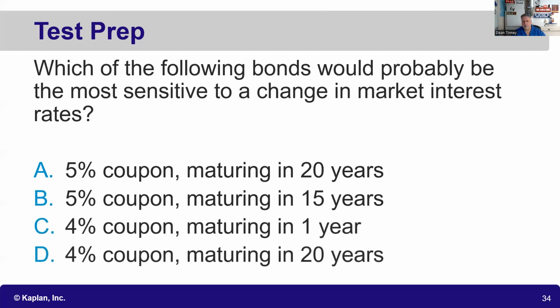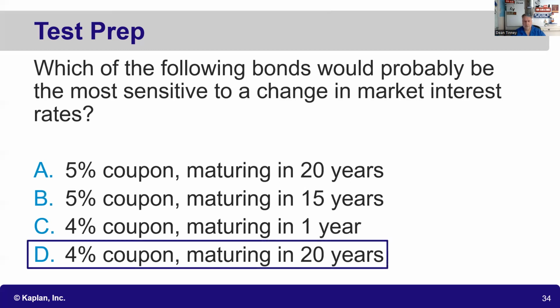So the first thing I'm gonna do as a test taker is go to the longest term maturity, which is 20 years, and then the lowest coupon, which in this case is 4%. Long and low, long and low.